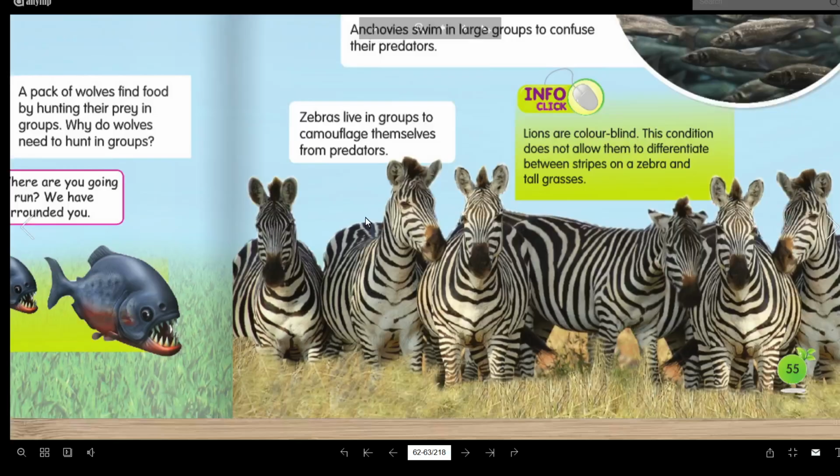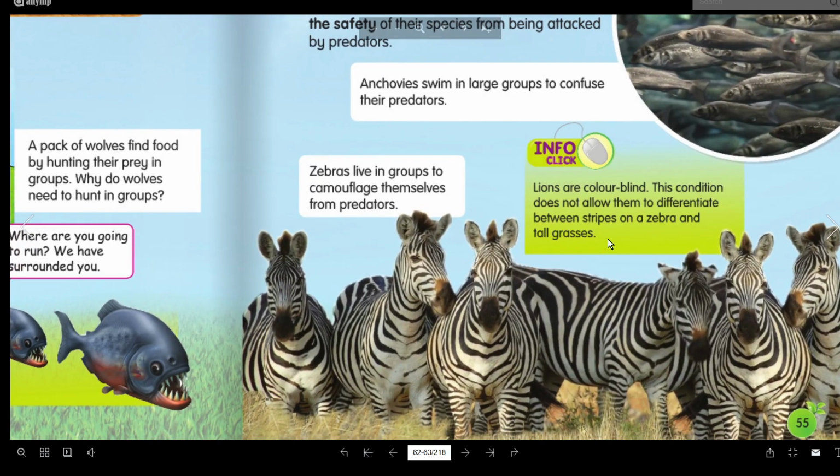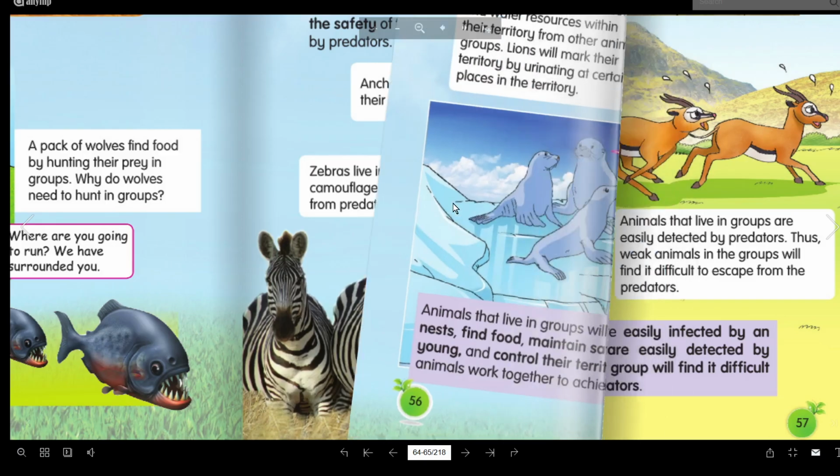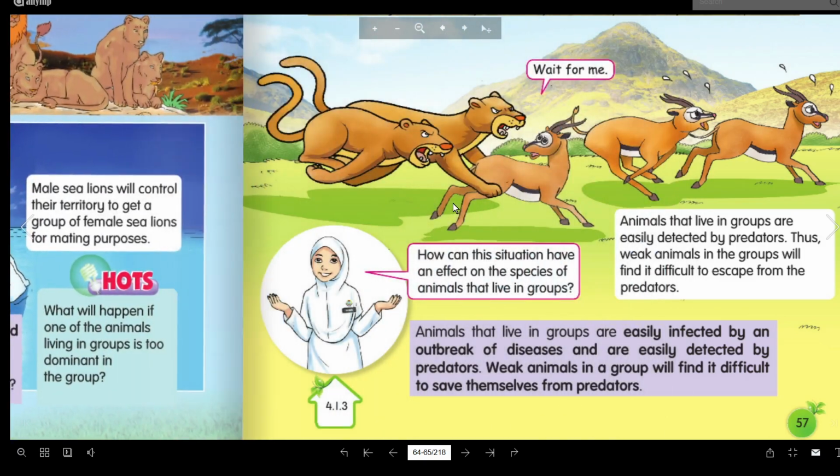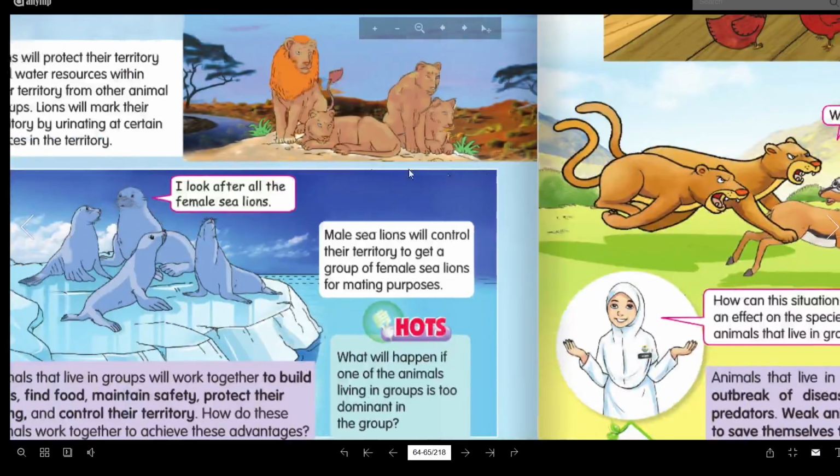Because lions are color blind, this condition does not allow them to differentiate between stripes on a zebra and tall grasses. So that's how they camouflage, or blend with their environment, and protect themselves from their predator. Clear?